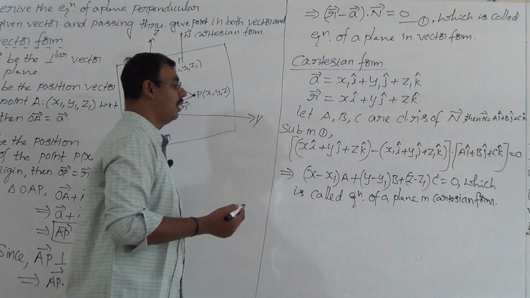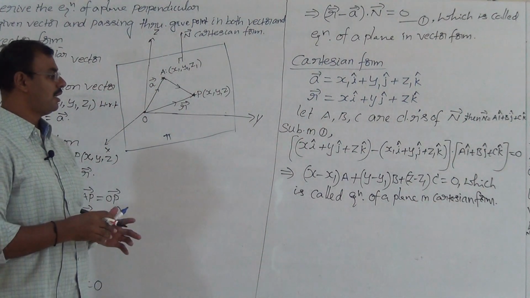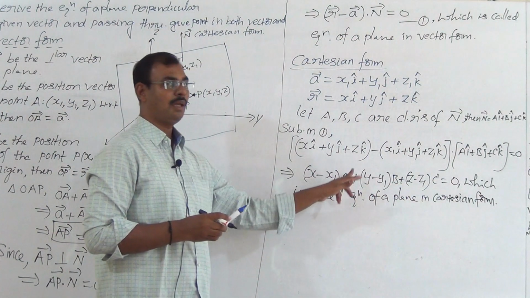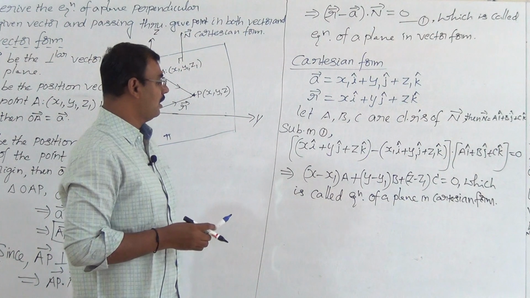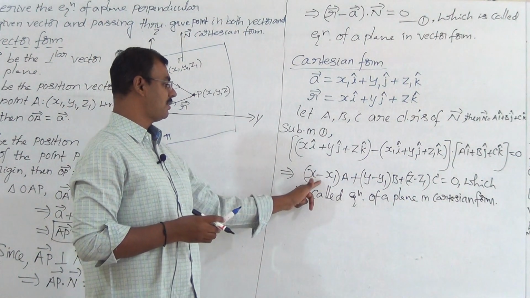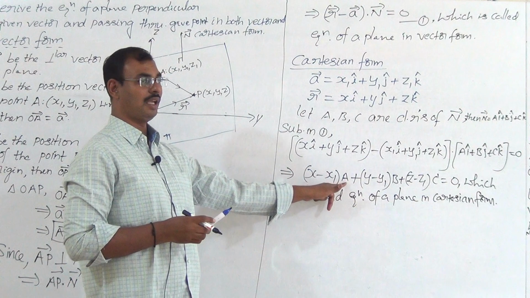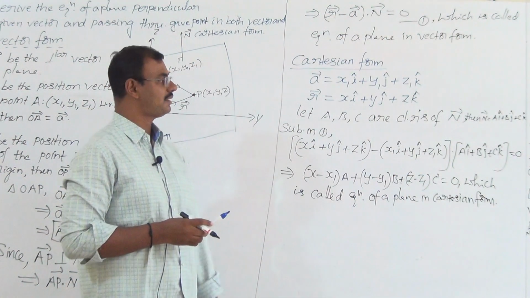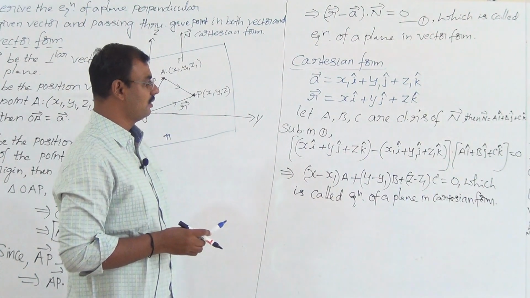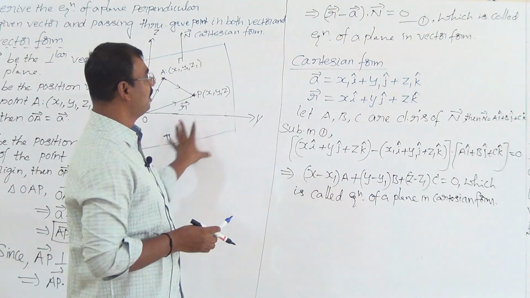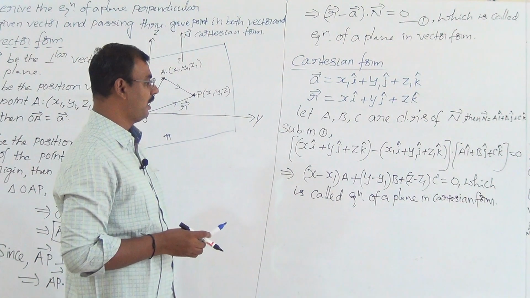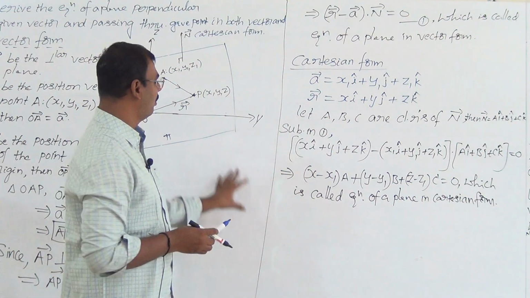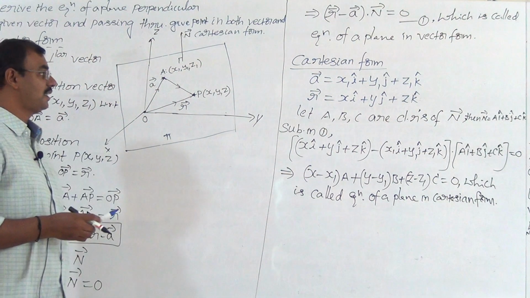So this is the equation of a plane passing through the point and whose DRs are A, B, C. It is (x minus x1) into A plus (y minus y1) into B plus (z minus z1) into C is equal to 0. This is called the equation of a plane passing through the point and whose DRs are A, B, C. Very, very important formula also this is.